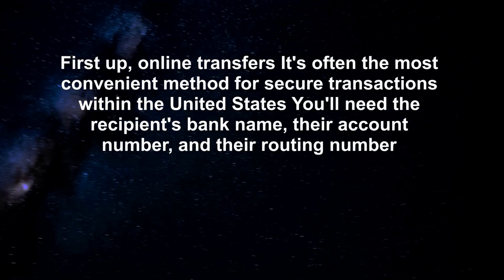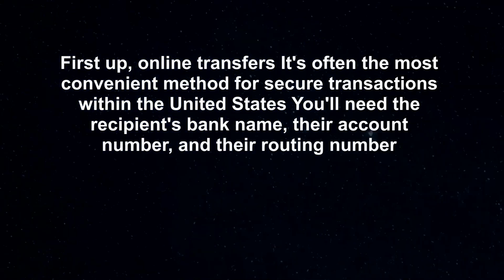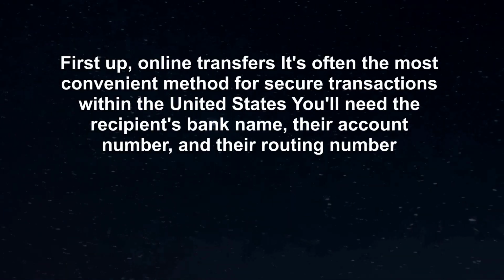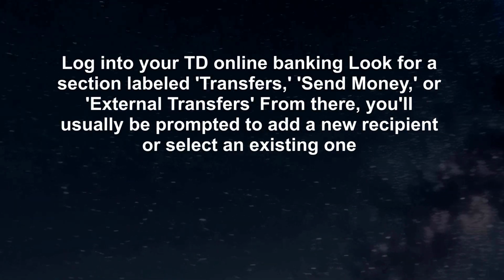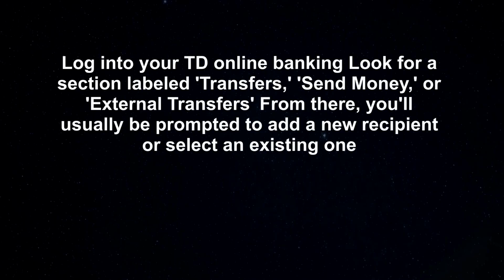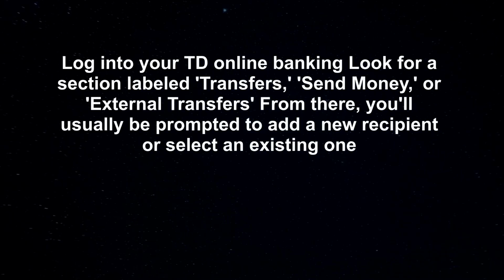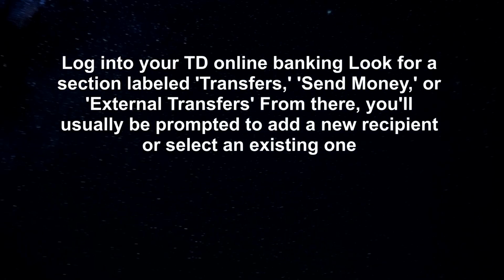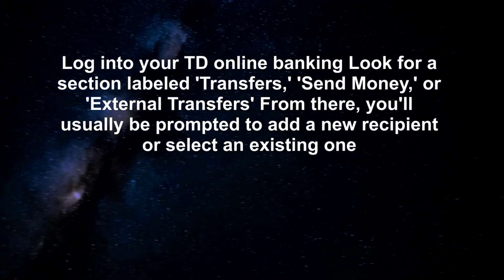Within the United States, you'll need the recipient's bank name, their account number, and their routing number. Log into your TD online banking, look for a section labeled Transfers, Send Money, or External Transfers. From there, you'll usually be prompted to add a new recipient or select an existing one.